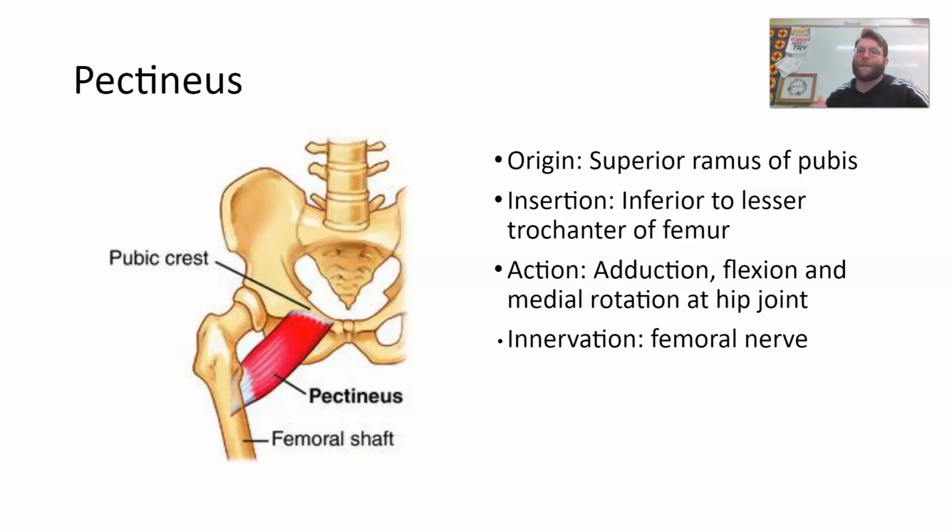Okay? But the pectineus originates on the superior ramus of the pubis and runs around to the inferior portion of the lesser trochanter on the femur. It's going to help with adduction, flexion, and medial rotation of the hip, because again, on the medial side, it's able to pull that in so that your hip is able to bring your legs over.